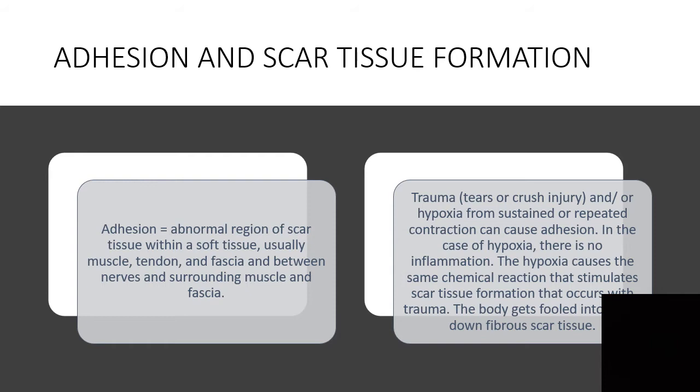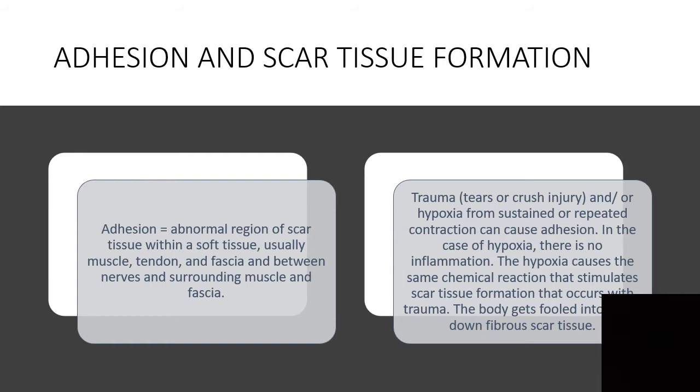What happens is that with trauma, either tears or crush injury, or hypoxia, meaning decreased oxygen to the muscle tissue itself, from sustained or repeated contraction can cause adhesion. And we'll see in a future slide what we mean by this. But in the case of hypoxia, there is really no inflammation. There's just a decreased partial pressure of oxygen.